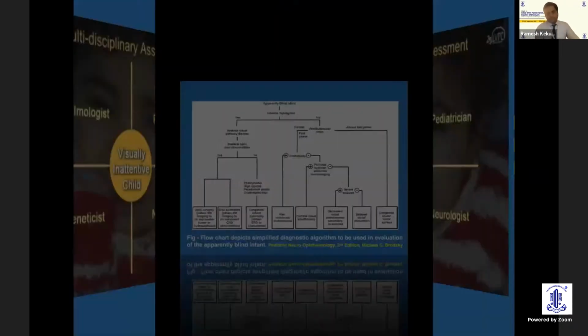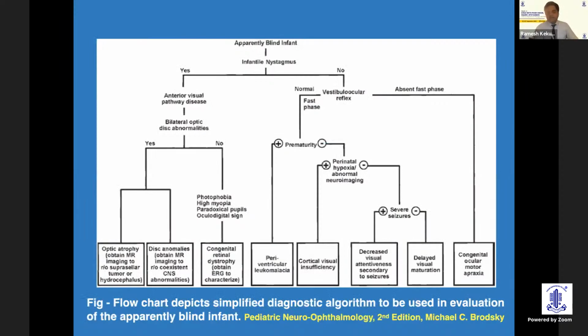development in that. So last 3 slides, which is telling, this is directly taken from Mike Brodsky's textbook on pediatric neuro-ophthalmology. Apparently blind infant, just check whether there is infantile nystagmus or no. If there is nystagmus, think about anterior visual pathway disease, either optic nerve or retina. These are the 2 things you can have. You can also get other tests like MRI, ERG, which will really help which way you are going.